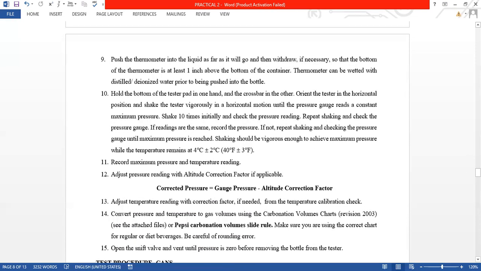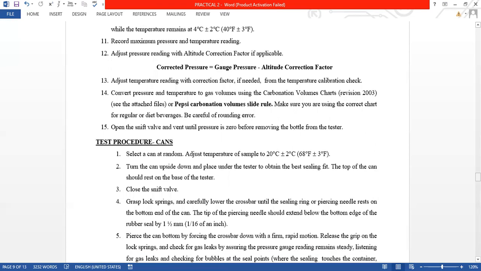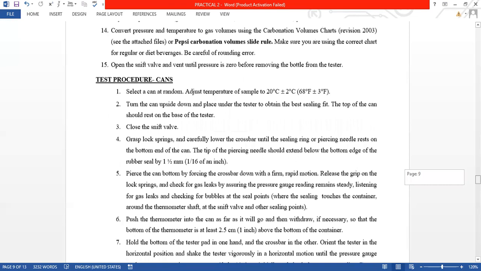Hold the button of the tester pad in one hand and the crossbar in the other hand. Record the maximum pressure and temperature reading. Adjust the pressure reading with the altitude correction. Open the sniff valve vent until the pressure is 0 before removing the bottle. This is the test for the cans.